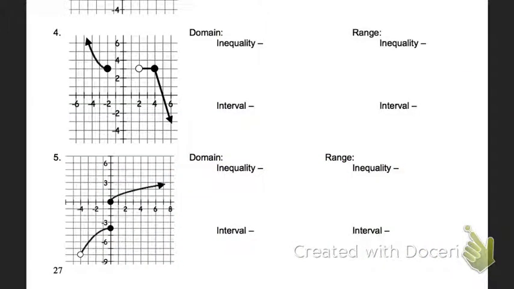Okay, let's look at number 4. This one's a little different because it has some breaks in it. So I'm going to take my highlighter for domain. It goes all the way out to the left. Then it stops. There's a break. It picks back up again, and it goes all the way to the right. So let's write it the grown-up way.